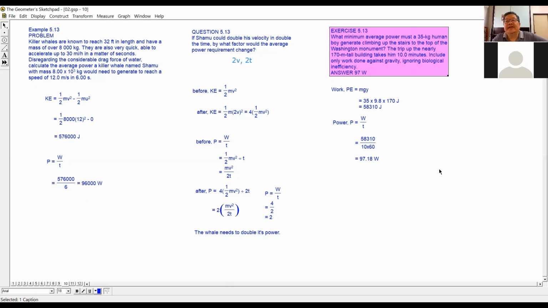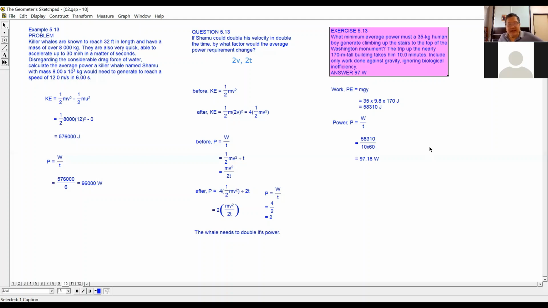You read this exercise 5.13. With what minimum average power must a 35 kg human body generate climbing up the stairs to the top of Washington Monument? The trip up the nearly 170-meter tall building takes him 10 minutes. Include only work done against gravity, ignore biological efficiency.